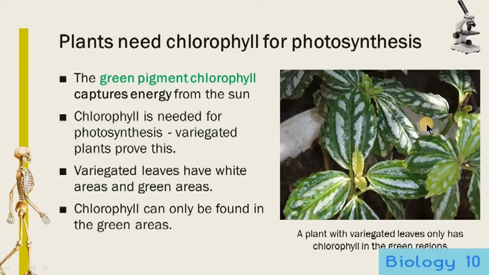Here is a photograph of variegated leaves. Some sections do not contain chlorophyll, and others do. If we test variegated leaves with the iodine test, we will find that there is no starch in the white sections. This means chlorophyll is needed for photosynthesis.